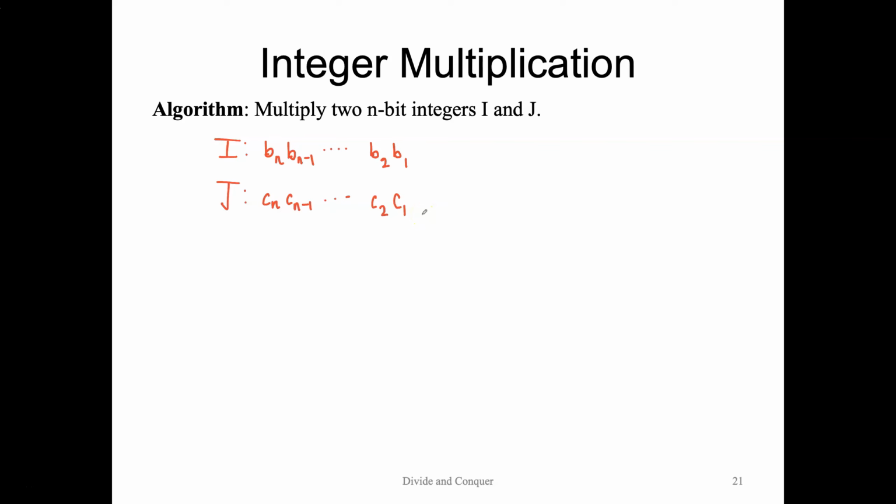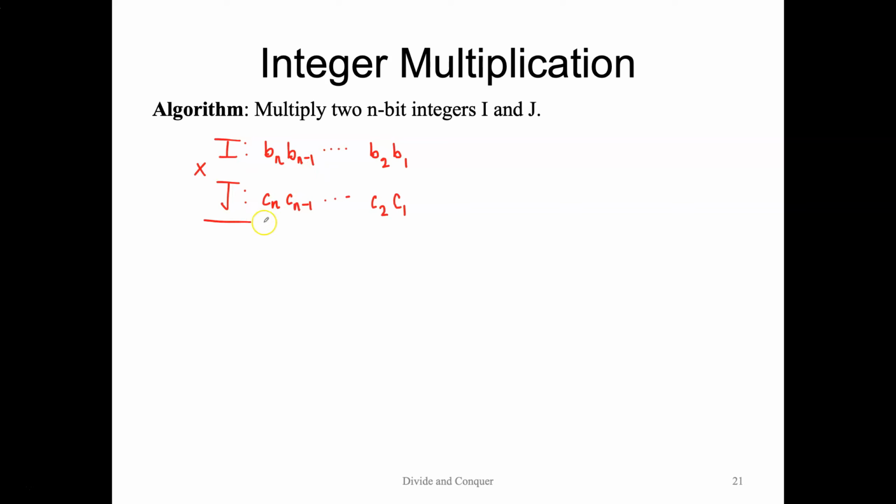We're going to look at another example of using the divide and conquer paradigm in order to solve some problem. And we're going to see our problem today is integer multiplication. So the idea is that we have two integers, I and j, each represented by an n bit string. So we've got n bits associated with each integer.